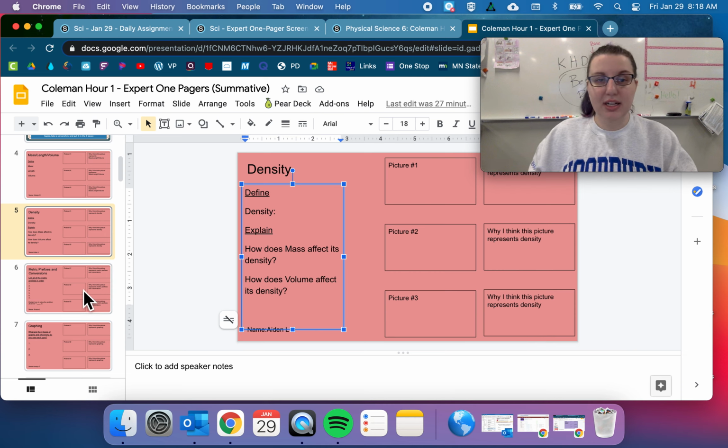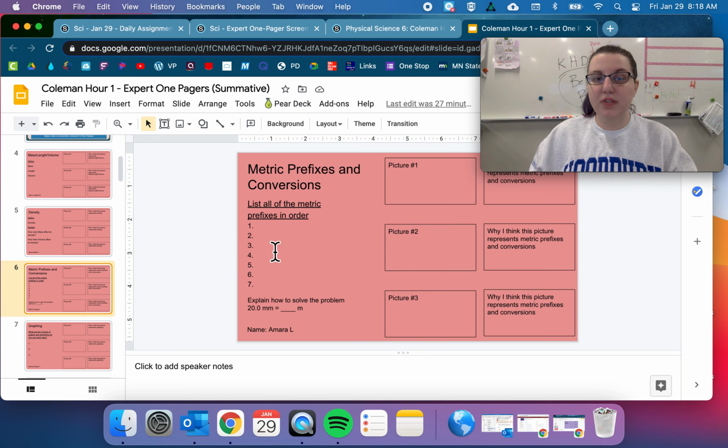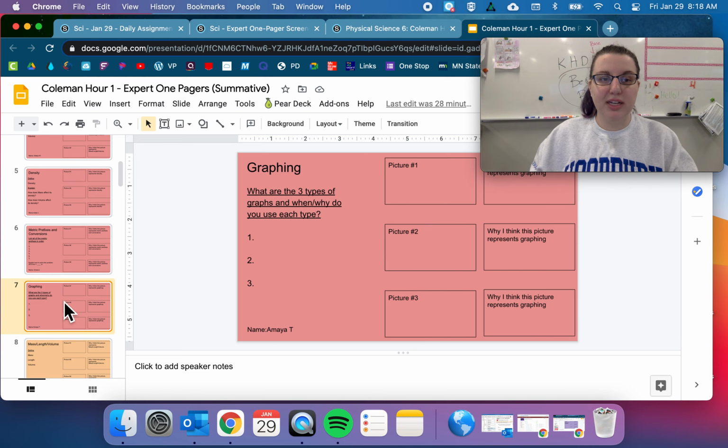For the third one, we have metric prefixes. So you just have to list all of the metric prefixes in order, starting probably with kilo, and then going down all the way to milli. And then also explain how to solve the problem: 20.0 millimeters equals how many meters? So go ahead, tell me, how many meters is it? And then tell me how you did it. So like, did you move decimal places or something? And then again, find three pictures and then explain why you think it represents those pictures. And lastly, graphing. So tell me, what are the three types of graphs and when and why do you use each type? Your star slides will be super nice for that. And then also three pictures and why you think that picture represents graphing.